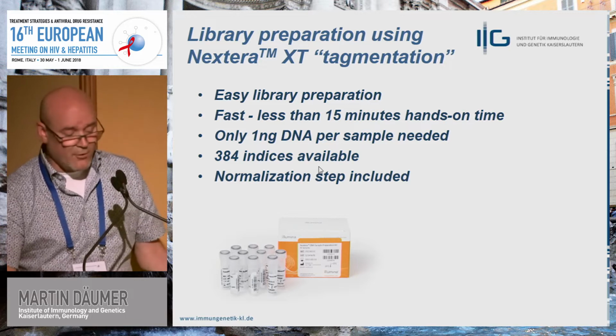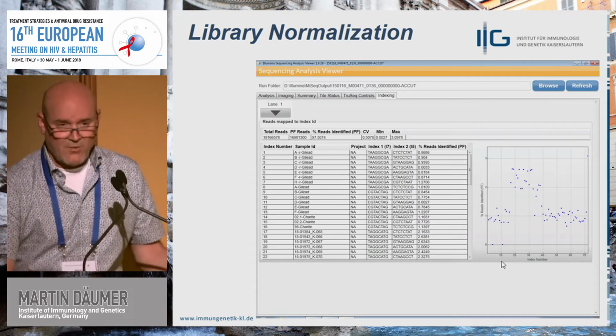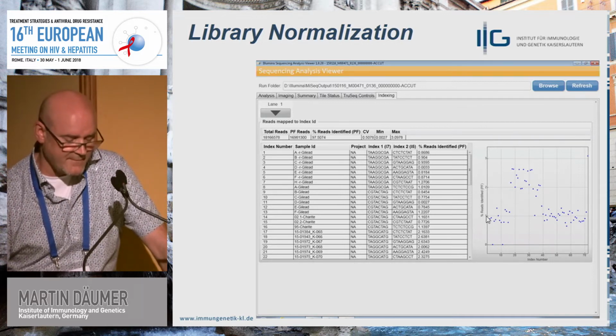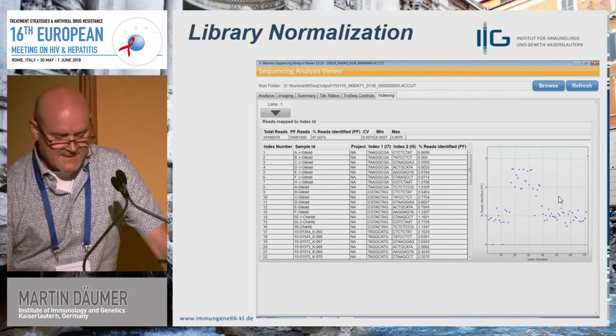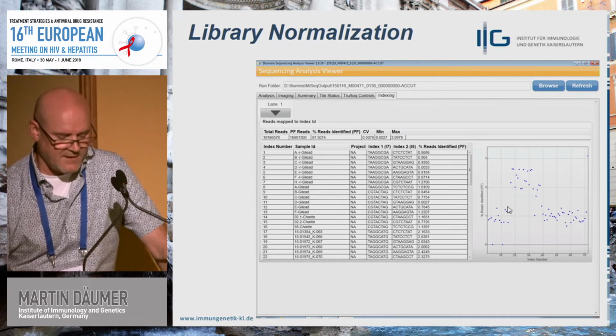And very important, I think, is the normalization step, which ends up in a relatively homogeneous distribution of the reads. And here's the scaling. This is 1%, this is 2%. There are 60, 70 samples here on this flow cell, and you see this is like a pearl.